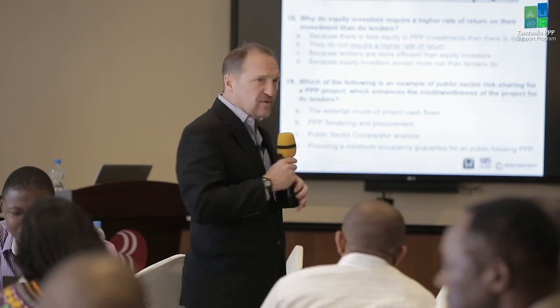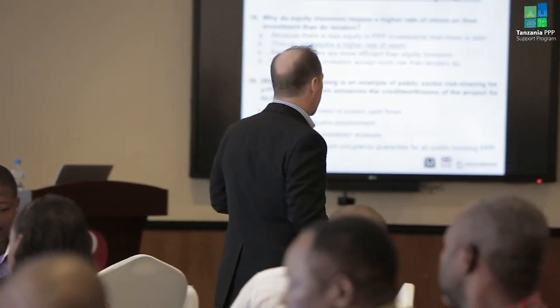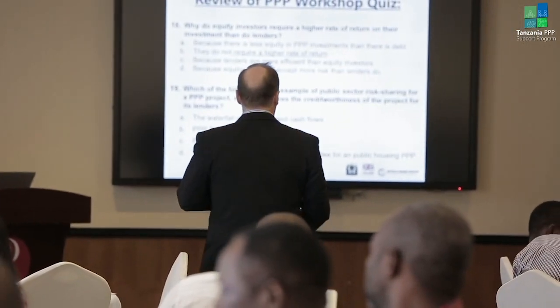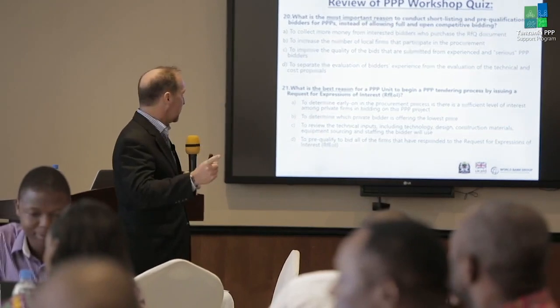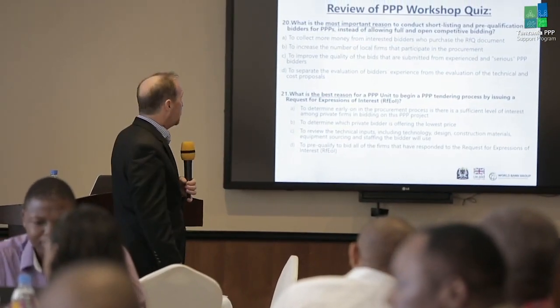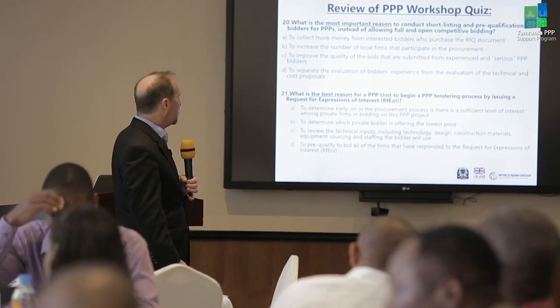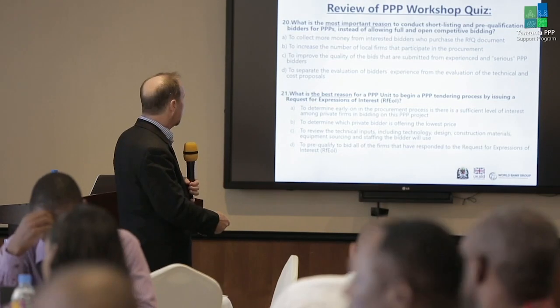Correct, it is D. The others are not really even forms of risk sharing at all. They just refer to other parts of the analysis of a PPP. Number 20, what is the most important reason to conduct shortlisting and pre-qualification of bidders for PPPs instead of allowing full and open competitive tendering bidding?